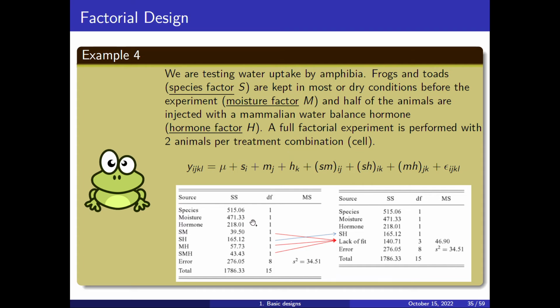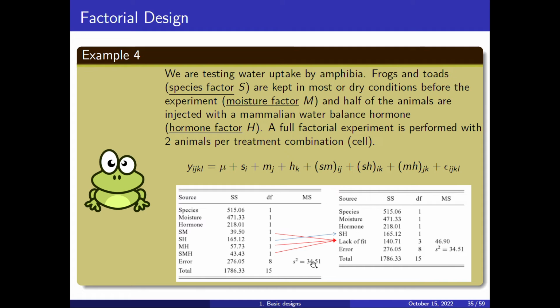Okay, so now, these add up to 7, so we have 7 degrees of freedom spent in estimating all these parameters, and the 8 remaining degrees of freedom go for the residuals. So now we compute the mean squares. All these are divided by 1, so we don't write them, but this one is divided by 8, and this is the mean squares of the residual, so it is 34.